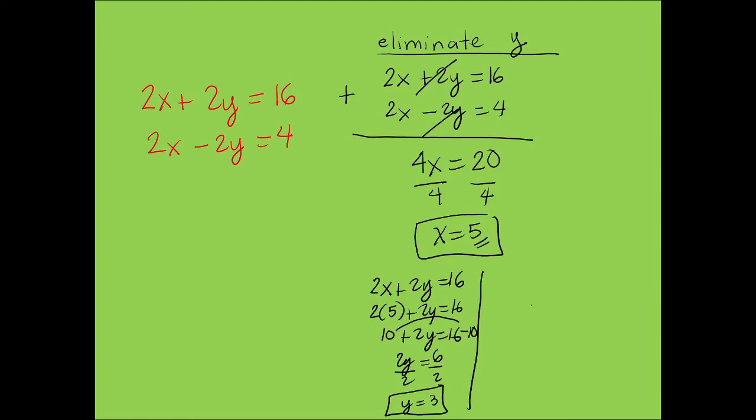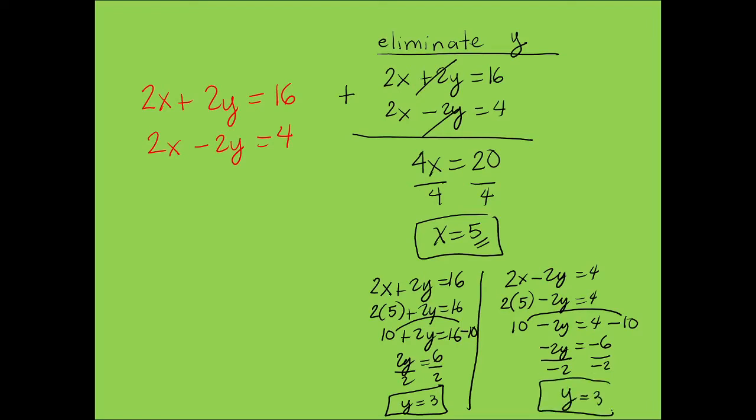3. Sir, what if I'm going to use equation number 2? Will we get the same answer? Yes, we will. Let's verify that. We have 2x minus 2y equals 4. So, we have 2 times 5 minus 2y equals 4. This is 10 minus 2y equals 4. Transpose that, it becomes minus 10. So, negative 2y is equal to negative 6. Dividing both sides by negative 2, y is equal to 3. It's the same answer. So, we can have this solution or this solution.